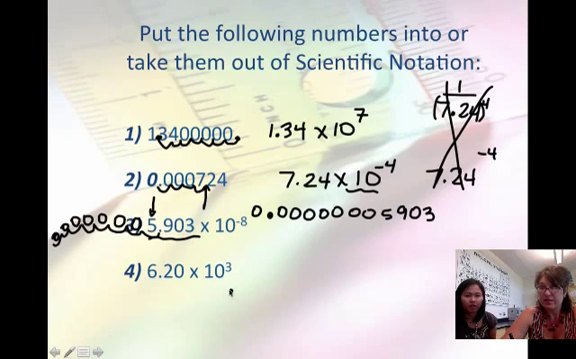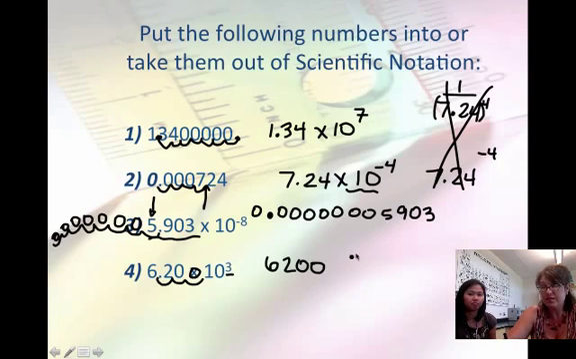Okay, let's do the opposite. This must be a large number because it's a positive 3. So instead of going left, we're going to the right: 1, 2, 3, and I have more empty spaces, so put a 0 in. 6, 2, 0, and one more 0. And we have 6.20 times 10 to the third, which is the same as 6,200.